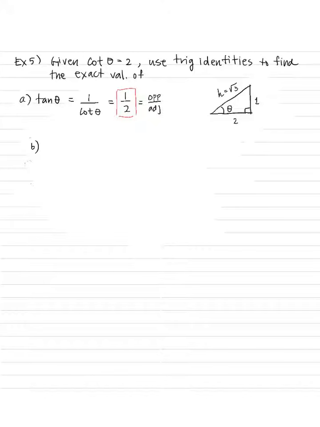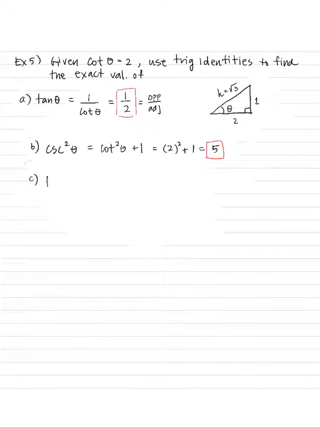So let's try to find cosecant squared of theta. You're only given that the cotangent of theta is 2, so what can we do? How about a Pythagorean identity? Cosecant squared is cotangent squared of theta plus 1. So which is 2 squared plus 1. So our answer is 5. Okay, so now let's take a look at C.